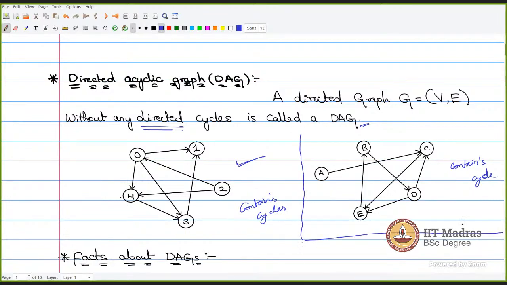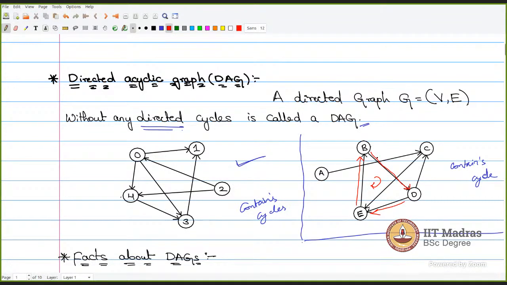So many of you are agreeing that this is not a DAG. Can I get one cycle to contradict this? BDE is a cycle. So we have seen a cycle here: B, D, E. So this will not be a DAG.